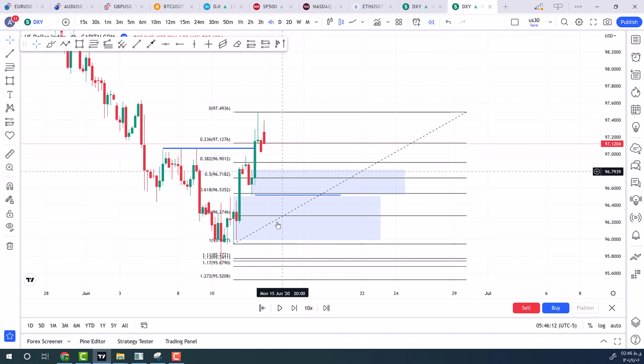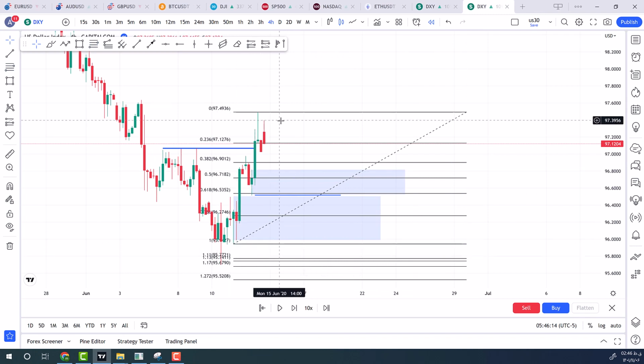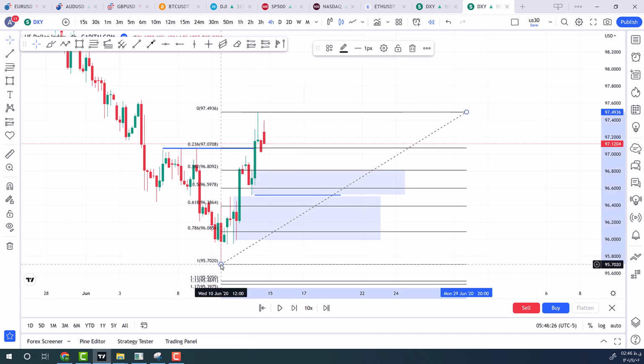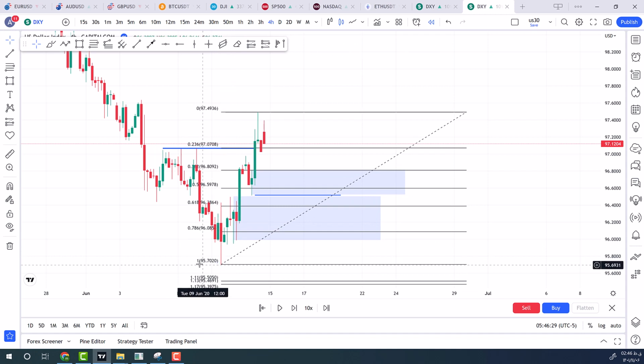We use our Fibonacci tool from this low to this high, and we filter out 50% to 78% of it. When the market is going up, we should use our Fibonacci tool from the low. I mean, we pull our Fibonacci from the low. The low should show the one number.